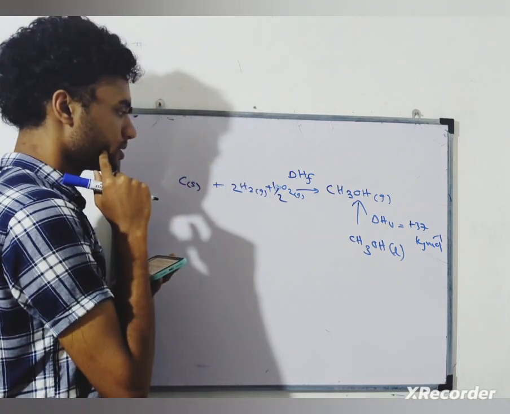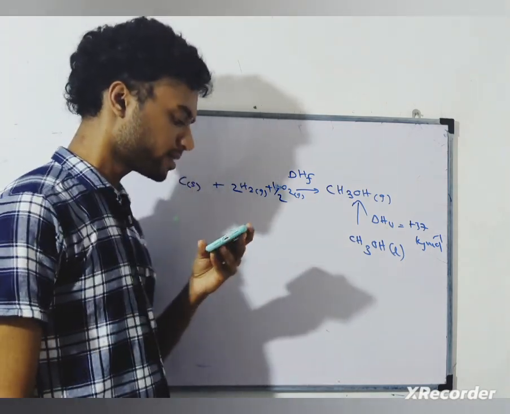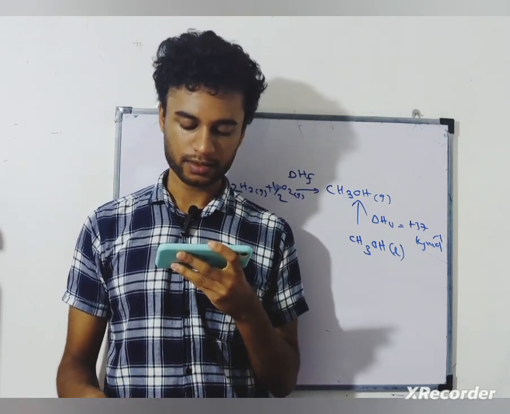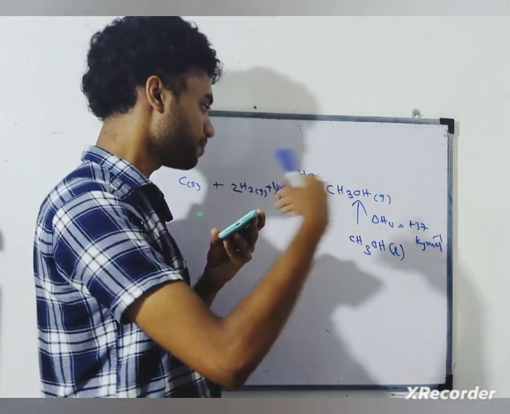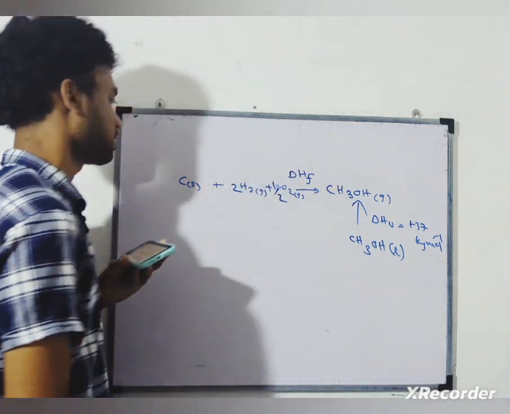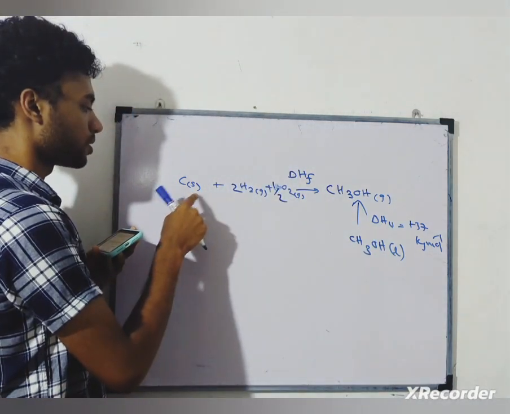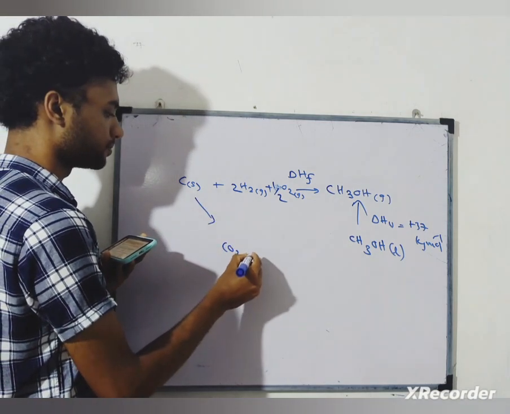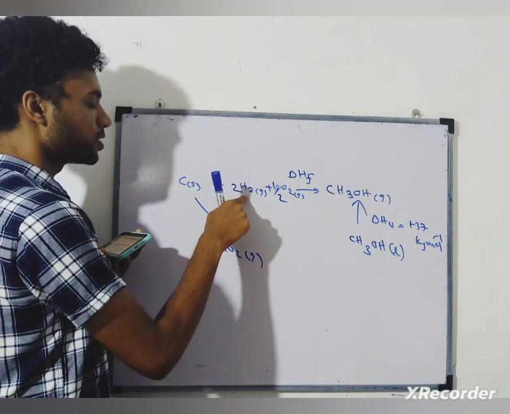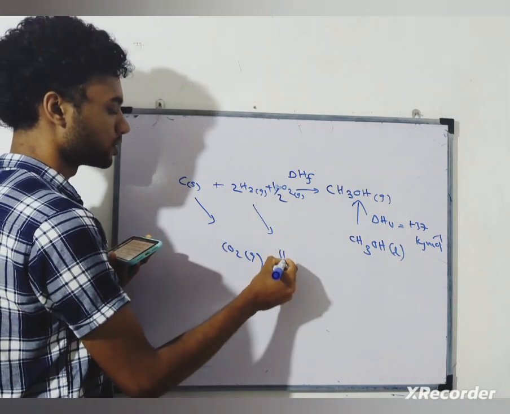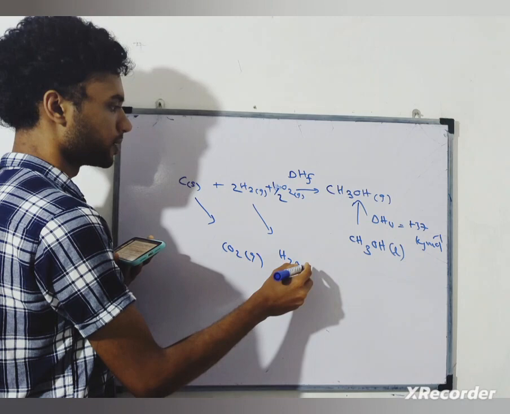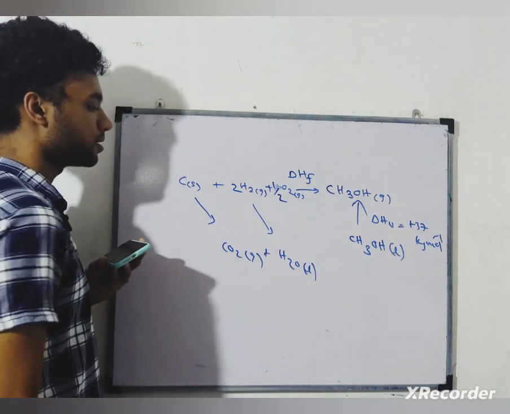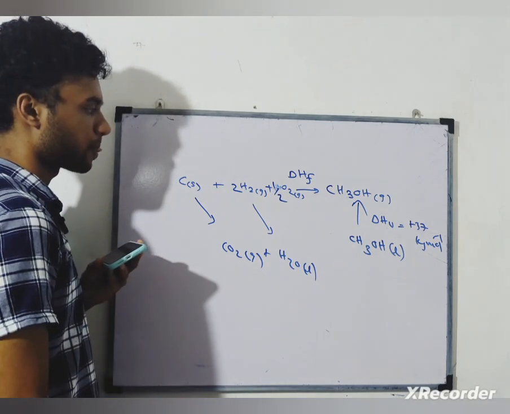Now, they have mentioned the standard combustion enthalpies of hydrogen, carbon solid, CH3OH liquid. That means you have to combust with oxygen. Carbon reacts with oxygen and forms carbon dioxide, so we have carbon dioxide gas. Hydrogen reacts with oxygen and forms water, right? Liquid. So carbon dioxide gas plus water liquid.